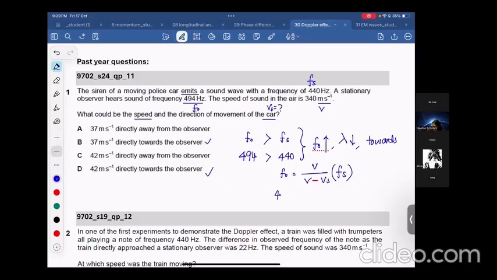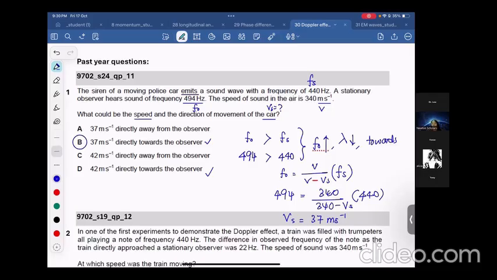Okay, so here 494 equals the speed 340 divided by 340 minus Vs, times your 440. You don't tell me that you don't know how to move mathematics. It cannot be accepted if you are A level already. Moving mathematics is the basic. So correct, Fatima. At here your answer should be 37 m/s negative 1. Answer should be B.